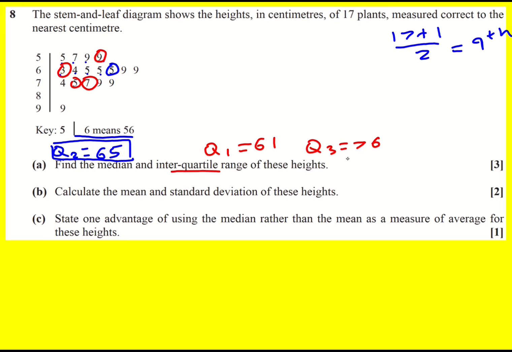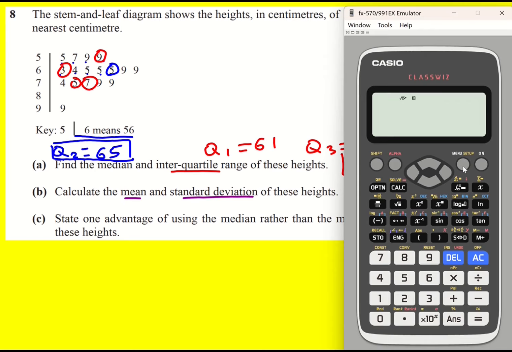And therefore, the interquartile range is the difference between these. Q3 minus Q1 is 76 minus 61. It's 15. Now, to be fair, you can actually get these from your calculator because we're going to need that for the median, the mean, and the standard deviation anyway. It is good to see how you can quickly do it by hand as well.